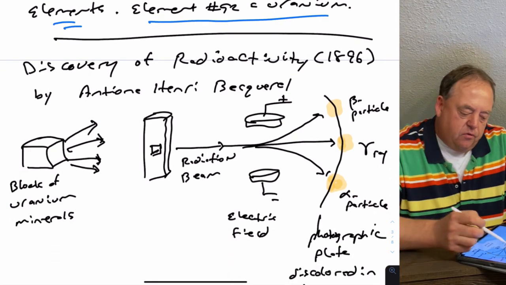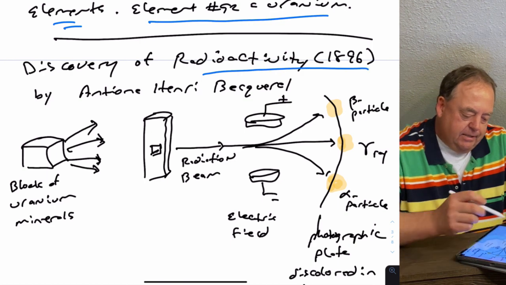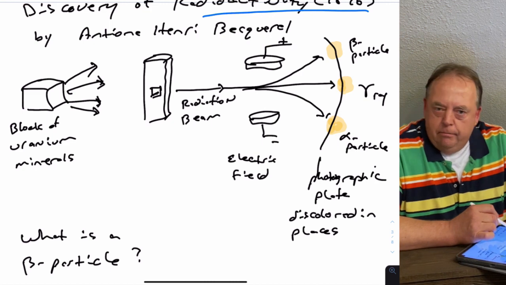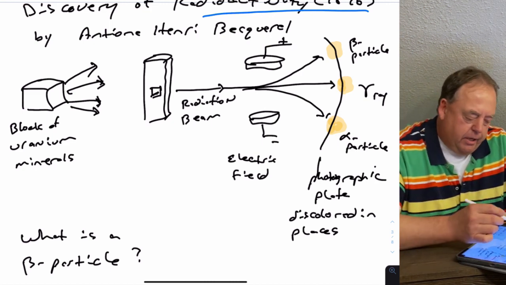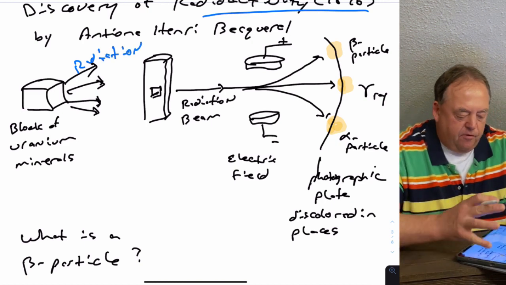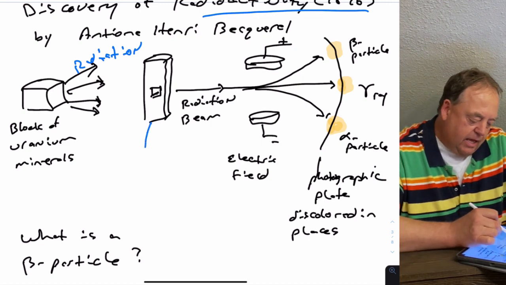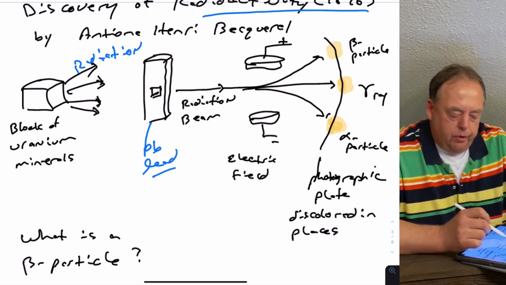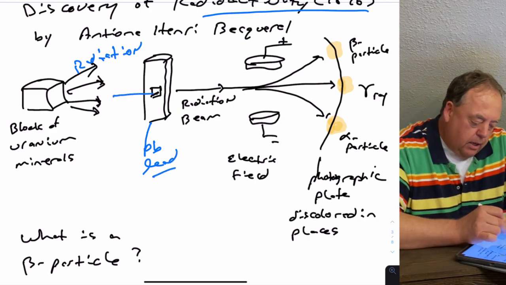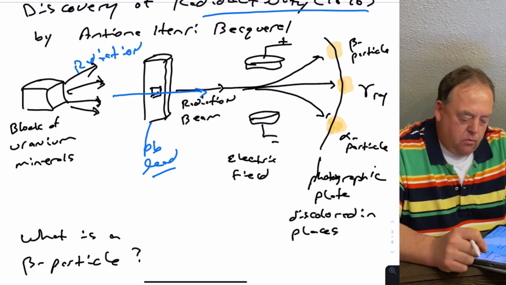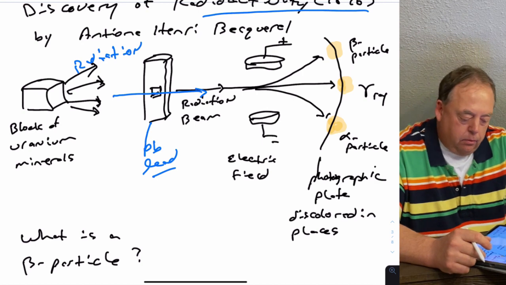Okay, so for the discovery of radioactivity, it was discovered in 1896, and this is the basic experiment that was done. If you took a block of uranium minerals from nature, it emits radiation. And if you put in front of that block of uranium a block of lead, because lead absorbs radiation, but if you have a hole in the lead block, then one beam of radiation can come through that lead block.